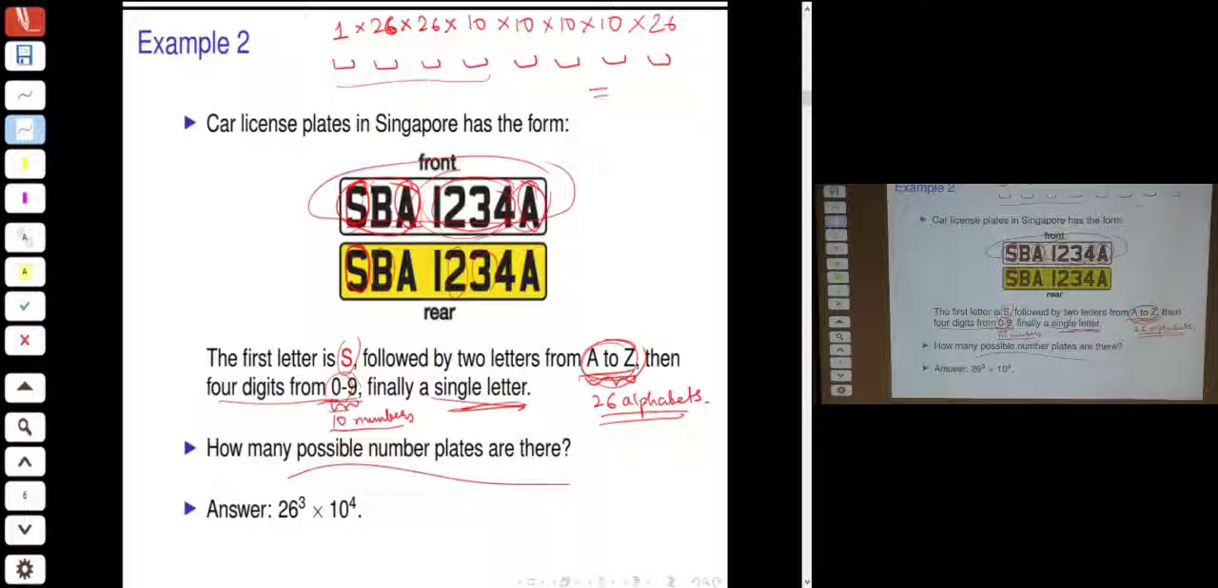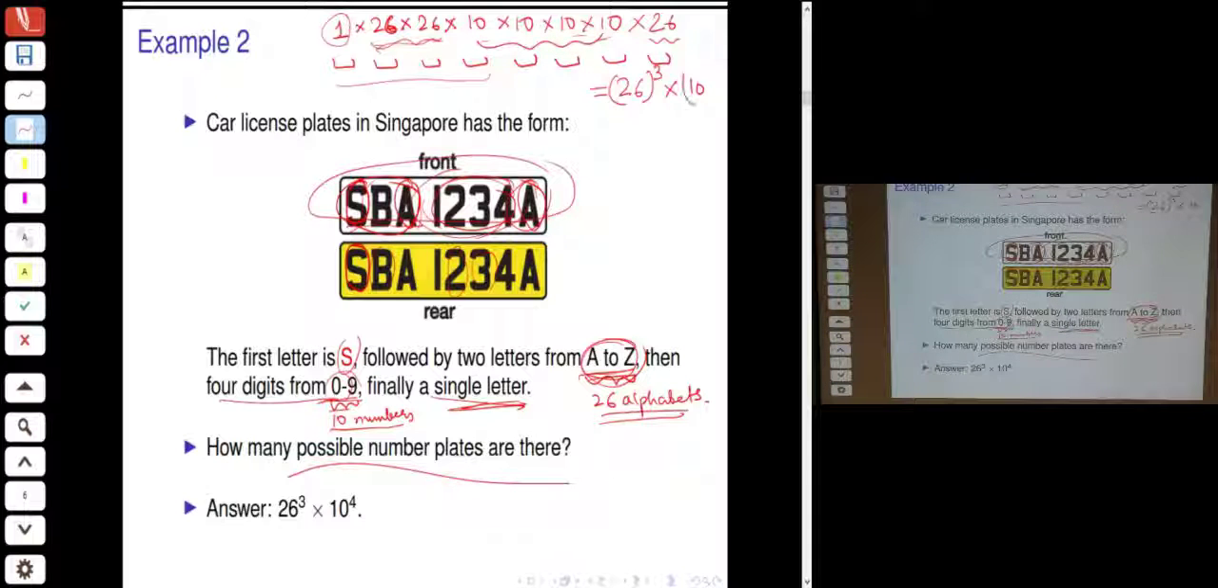So we will write it in terms of powers. So you see, because there are many repetitions in these multiplications, we will express this total number of plates in terms of powers. So how many 26s are there? So the multiplication by 1 is nothing, right? Because multiplication by 1 leaves everything unchanged. So how many 26s are there? There are 3 26s multiplied with each other, so you get 26 to the power of 3, 26 cubed. And then you have 4 tens multiplied with each other, so you get 10 to the power of 4, which is what you have here. Okay? Any question?